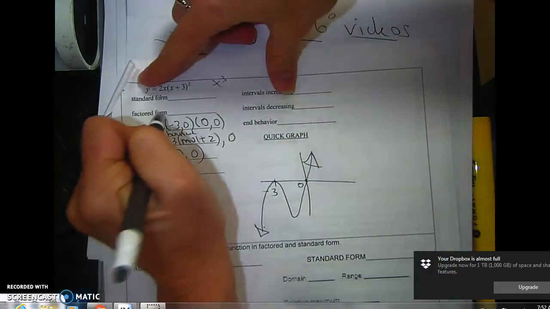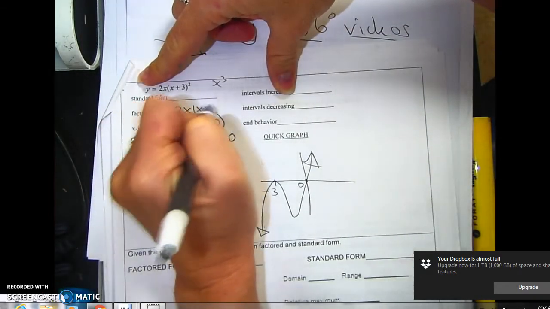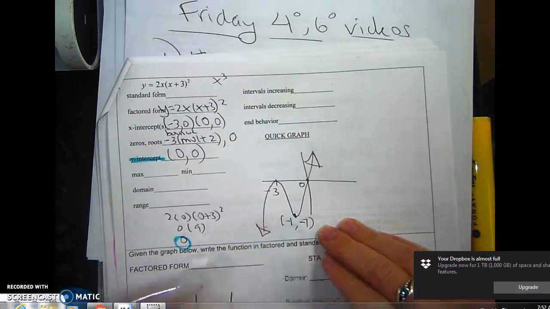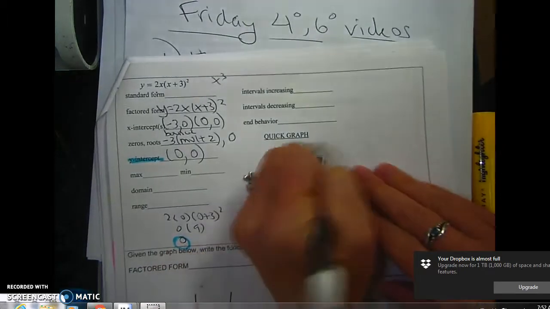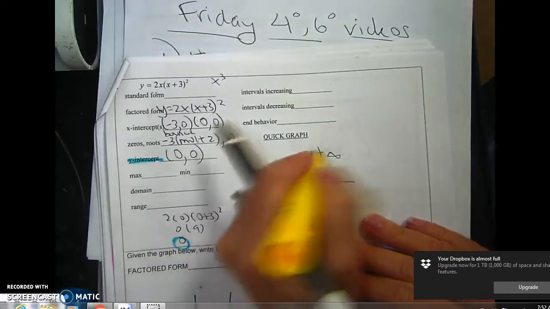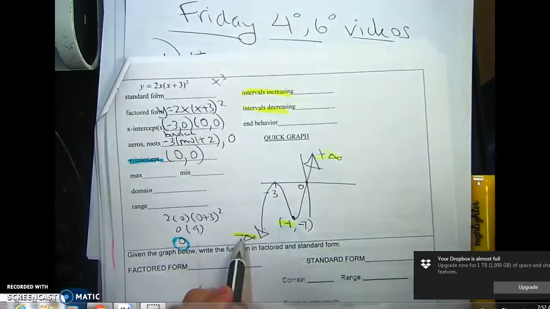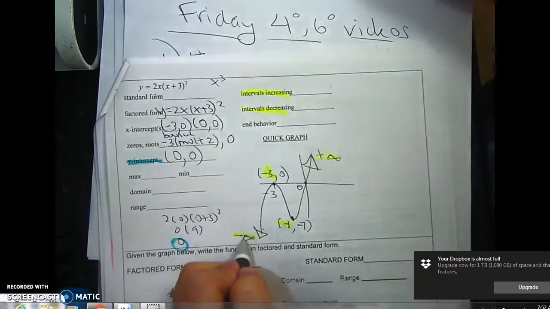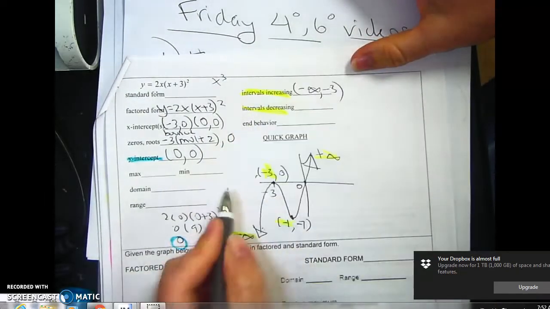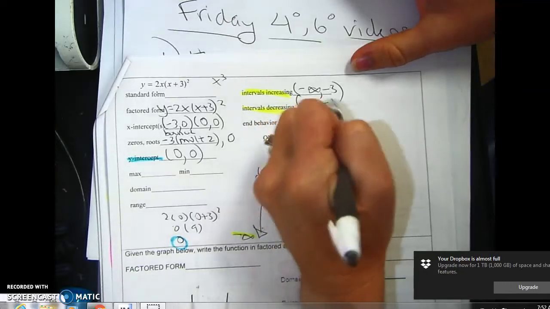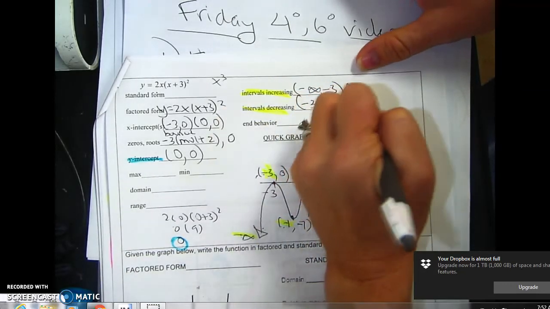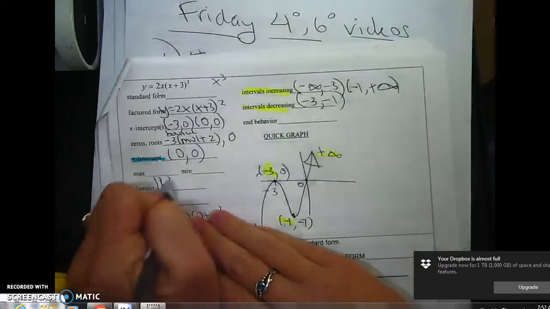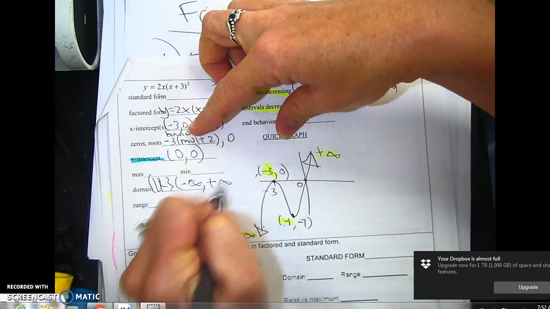Okay? So, factored form. Done. I'll make this the value negative 1, negative 7. This is negative infinity, positive infinity, intervals. It's negative 3, 0. It's increasing from negative infinity to negative 3. It's decreasing from negative 3 to negative 1. It's increasing from negative 1 to positive infinity. Remember, whatever points, you don't have to do the exact same points as me, but you need to make sure that whatever points you use, it matches your answers.